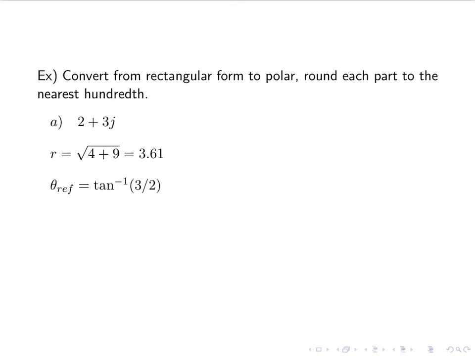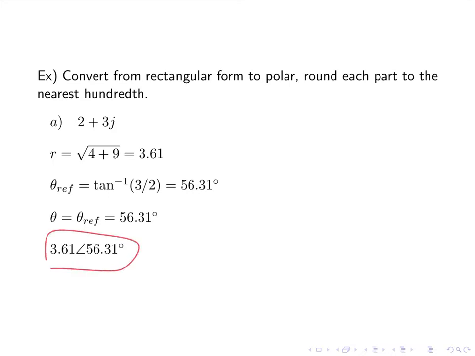The reference angle would be tan inverse of, I don't need the absolute value because my a and b are already positive. So I want tan inverse of 3/2. That gives me 56.31 degrees. Again, my angle is in quadrant 1, so my angle is my reference angle, which again is 56.31 degrees. My answer in polar form is one of those 3 versions that I wrote. This is usually the quickest way to write it. So you'll usually see me writing my answer using that angle notation. So 3.61 with an angle of 56.31 degrees.